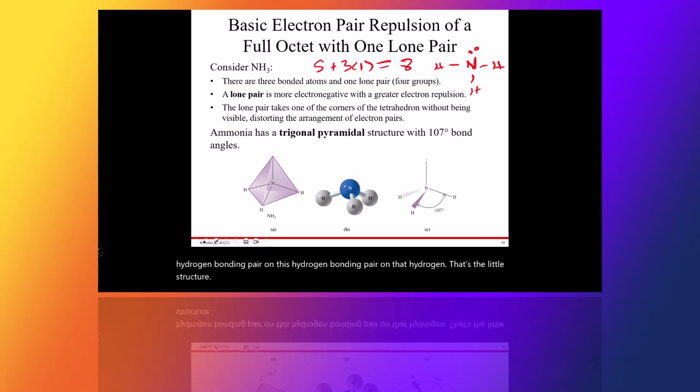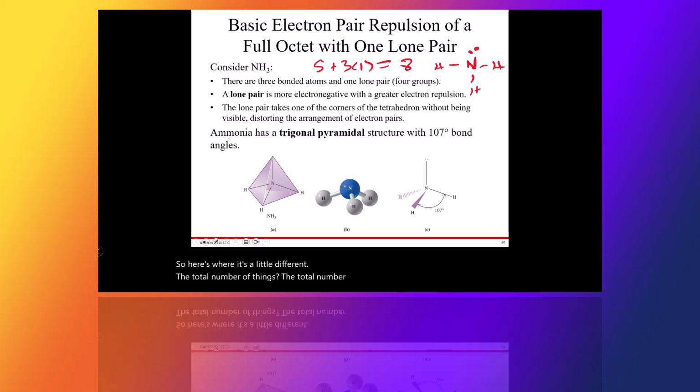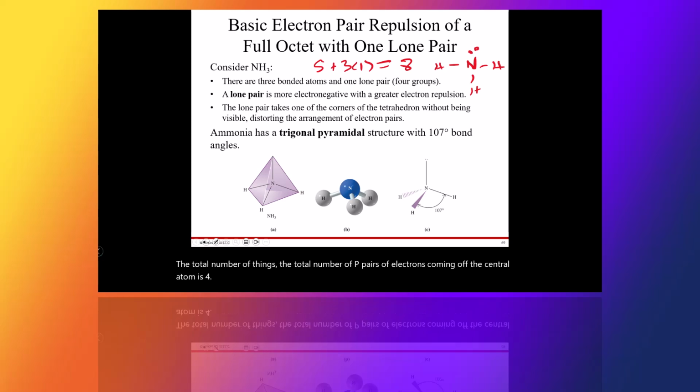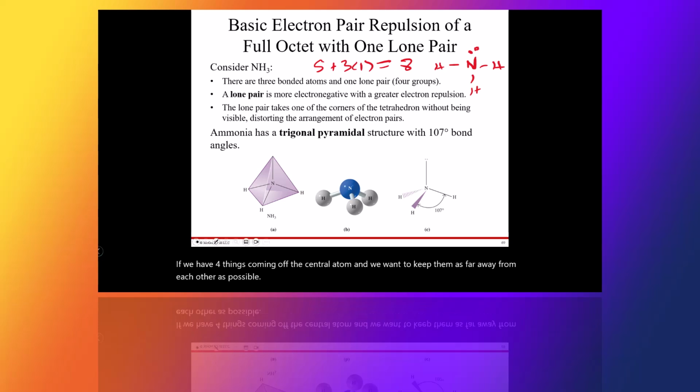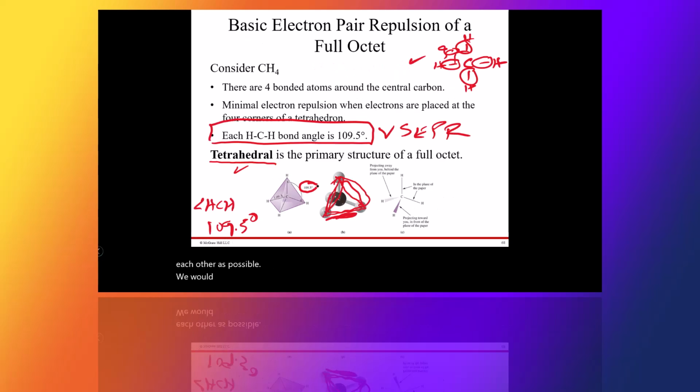So here's where it's a little different. The total number of pairs of electrons coming off the central atom is 4. Well, if we have four things coming off the central atom and we want to keep them as far away from each other as possible, we would get this tetrahedral structure. So let me erase all of this so you can see that. Okay, so the structure is tetrahedral.